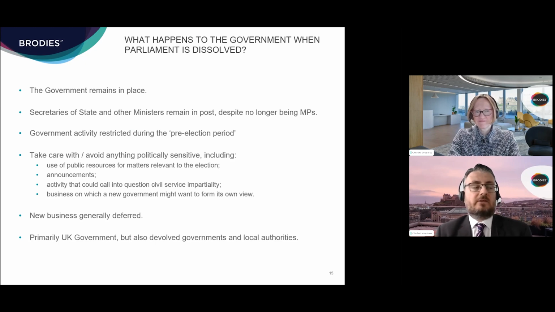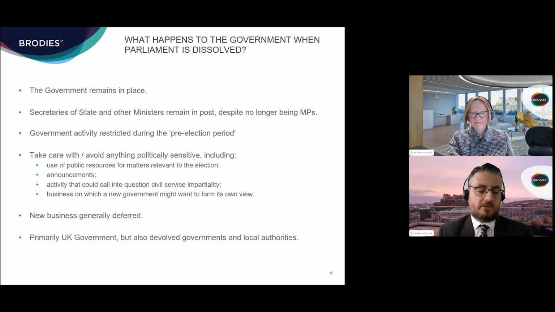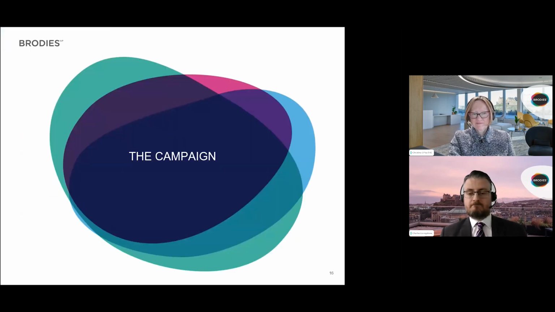This guidance is primarily for civil servants working for the UK government, but at the very least, the principle is also respected by the devolved governments and by local authorities. So, for example, the Scottish Government has delayed the issuing of its programme for government as a result of the pre-election period. Hand back to Christine to talk about the campaign.